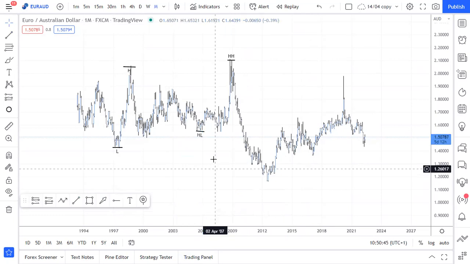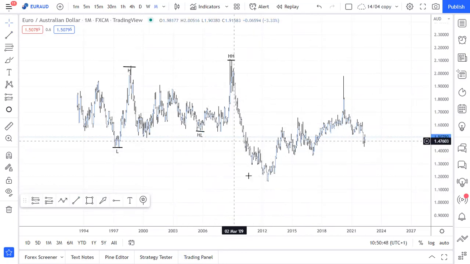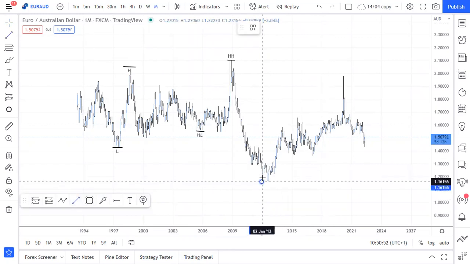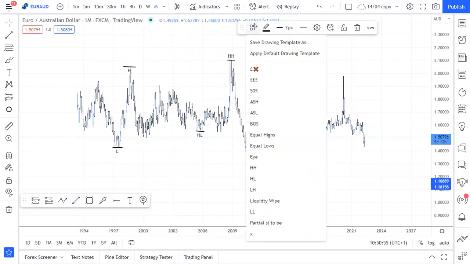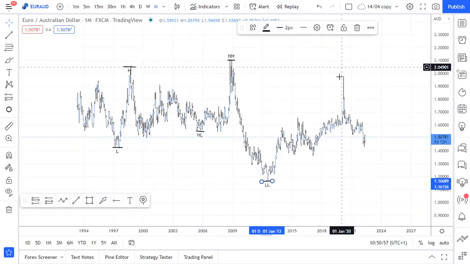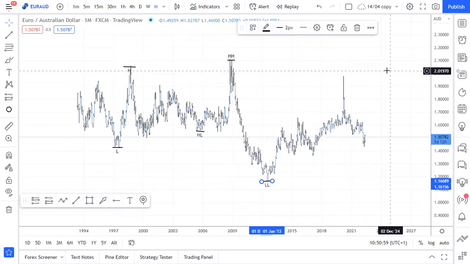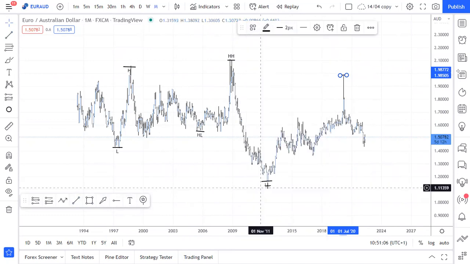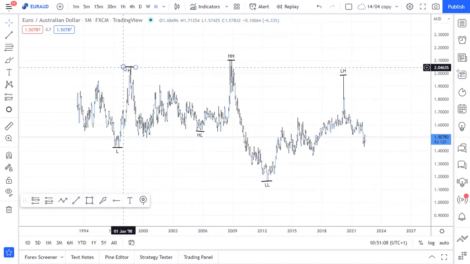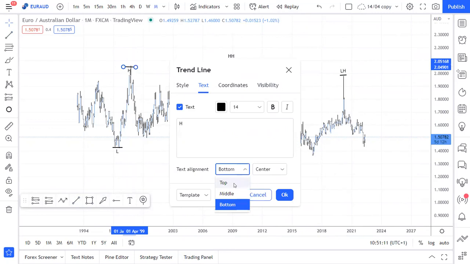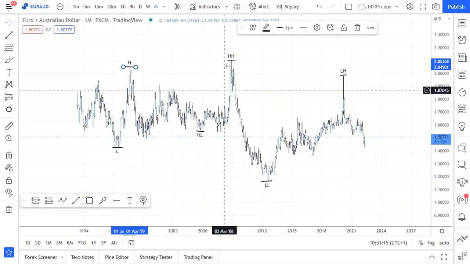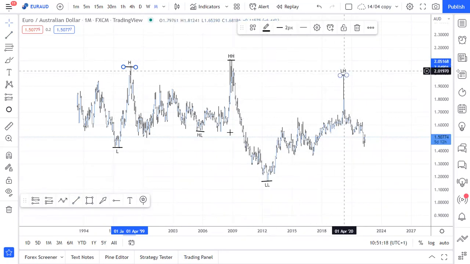Switch up to the bottom. And then, as you can see, we broke below this higher low, so now we've got a lower low. And we didn't go above this higher high, so we have a lower high. Switch out to the top like that. So we've got our low, our high, a higher low, higher high, lower low, lower high.